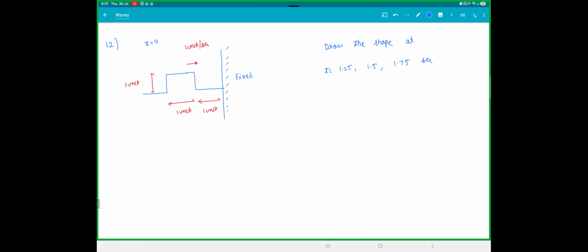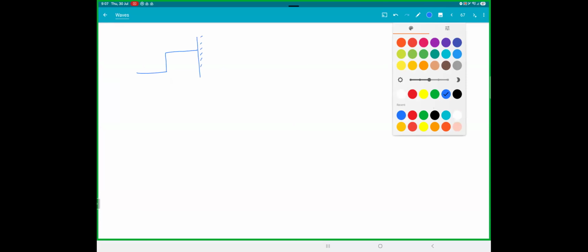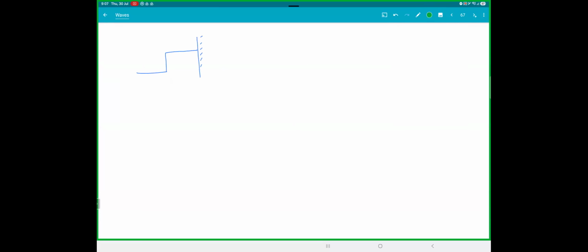Let's see this thing. At 1.25 seconds, 1/4 of the wave has already hit the wall. So the 1/4 which has hit the wall will get inverted. So there is actually an inverted wave coming also on the backside. This is how it looks. This is the picture at 1.25.